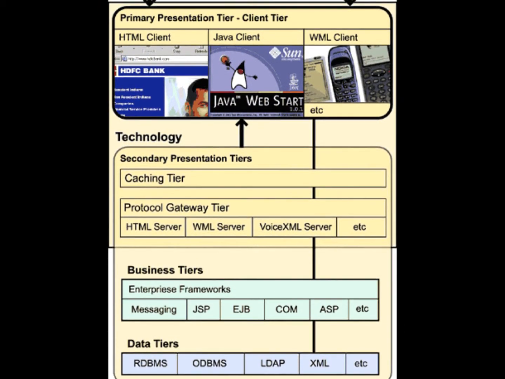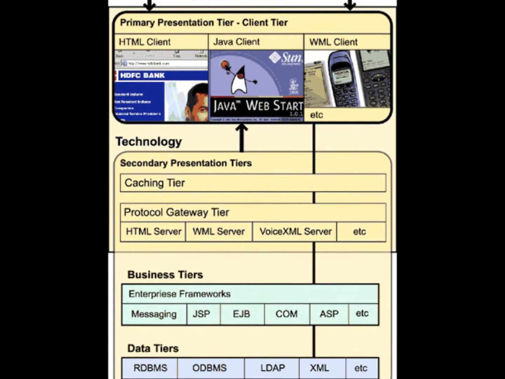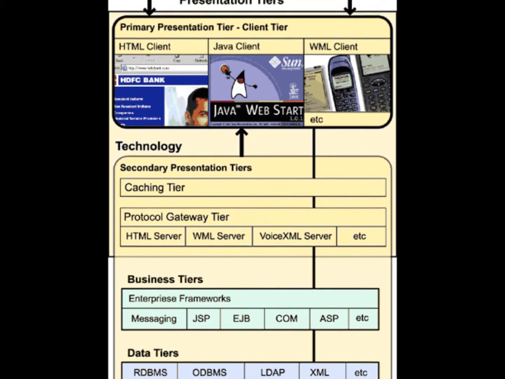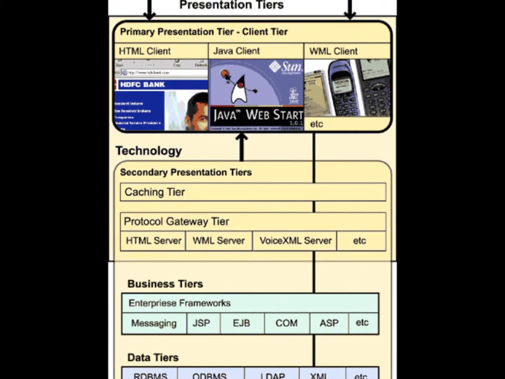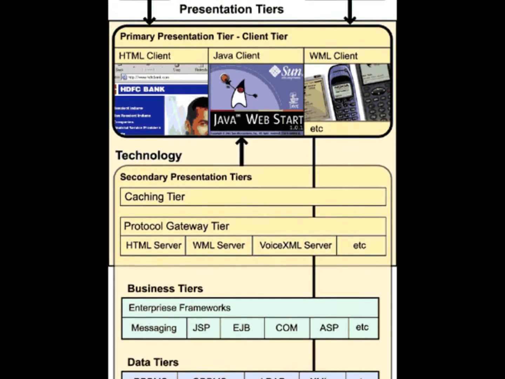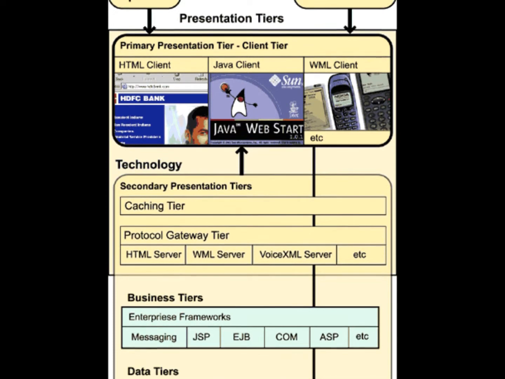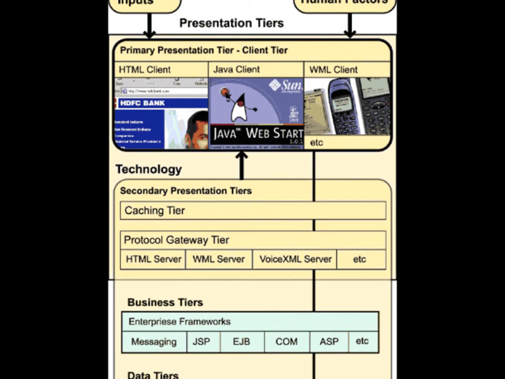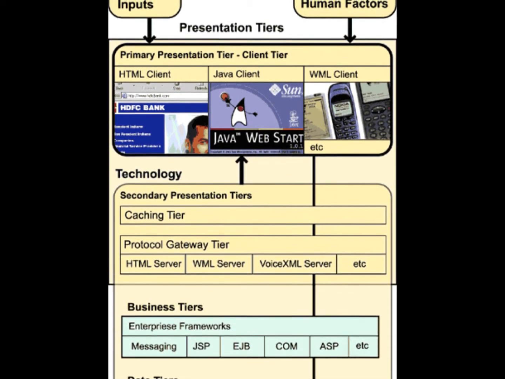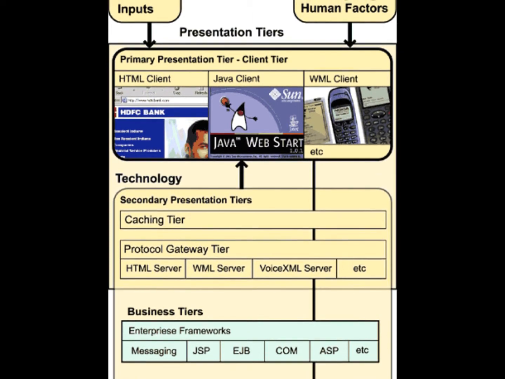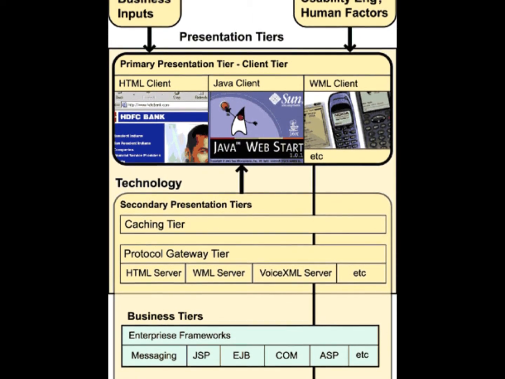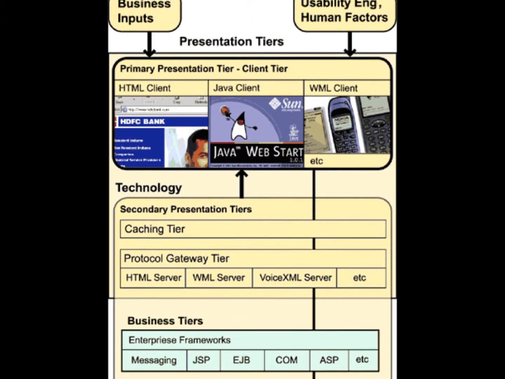So now you have an idea of how presentation tier architecture is a part of your daily life. Let me go into some detail about the primary and secondary presentation tier components. The primary presentation tier is called the client, and it consists of the software that allows you to communicate with the system. That software is called a user interface.